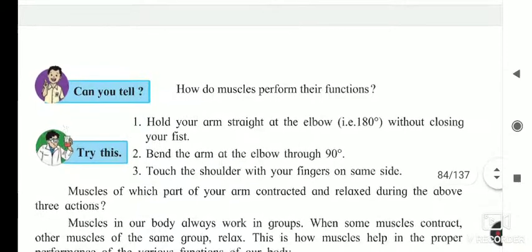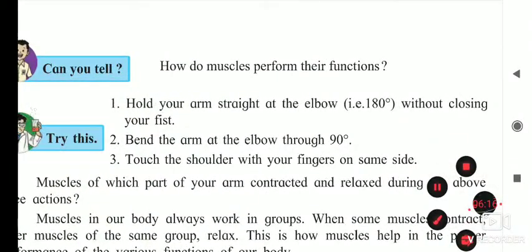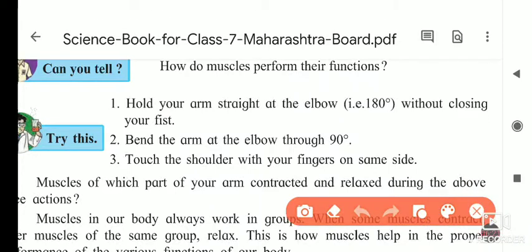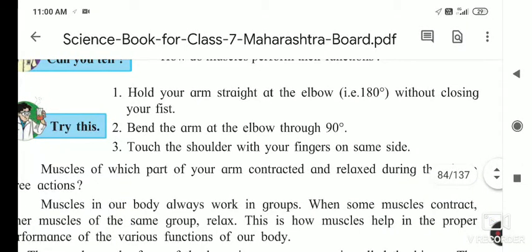Now, can you tell how muscles perform their function? As we know, muscles perform their functions with coordination between them. Some muscles are relaxing, some muscles are contracting, and due to this, movement takes place. Now, again, here an activity is given.